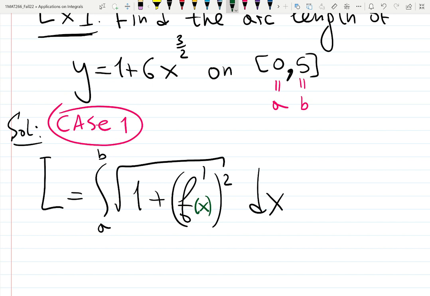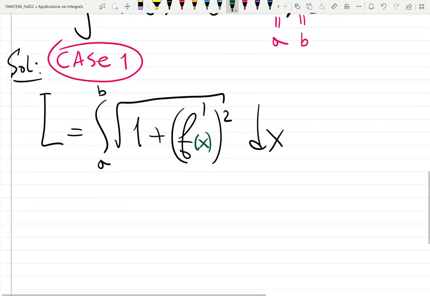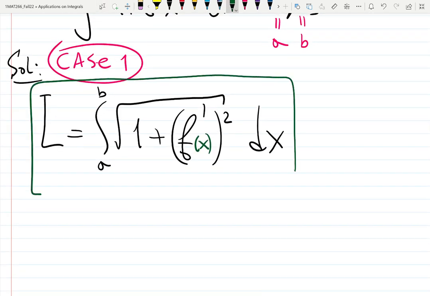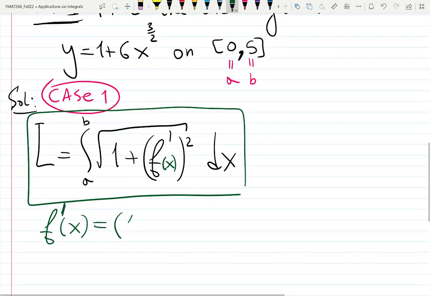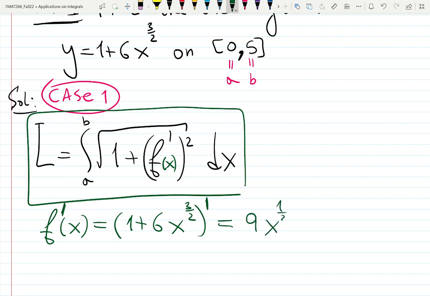Either do it separately or do it right away. I'll do it separately for this case, but the formula is ready. This is the formula. So f of x prime is the derivative of the given function, 1 plus 6x^(3/2) prime. Derivative of 1 is 0. Derivative of 6x^(3/2) is 9 square root of x.